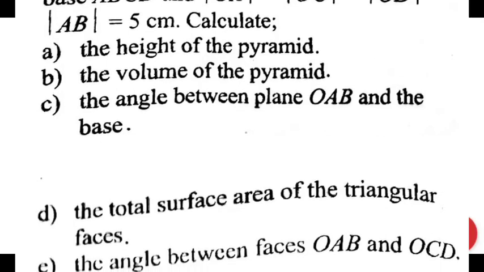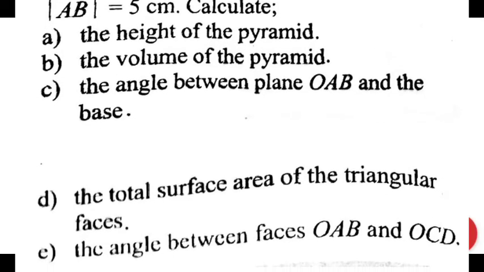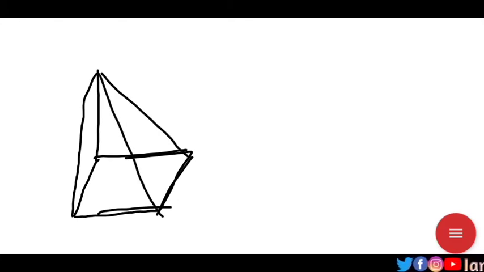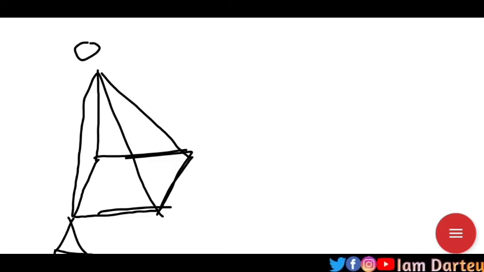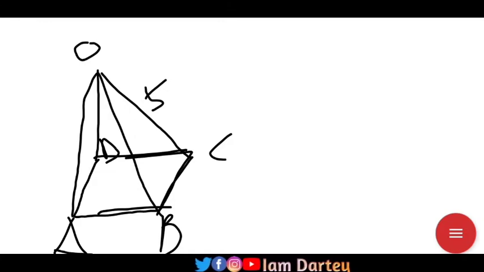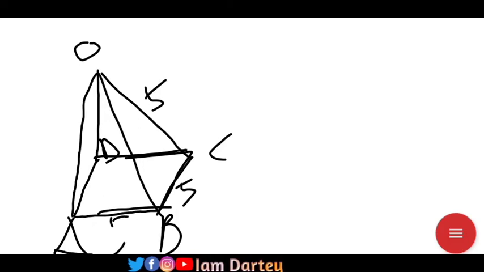Right, so I need to draw the shape that they are talking about. The shape looks like this. With O at the top, the sides are A, B, C, and D down there. And this is 5 centimeters. This is also 5 centimeters. Of course, it is a square, so this will be 5 centimeters as well.